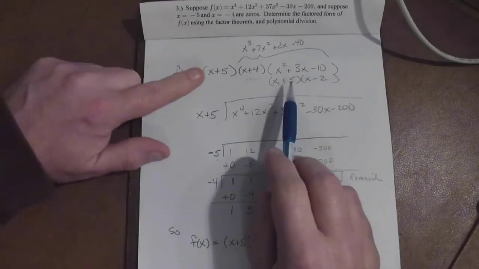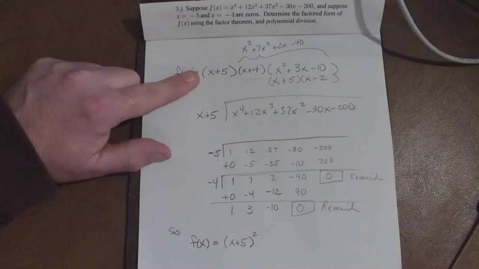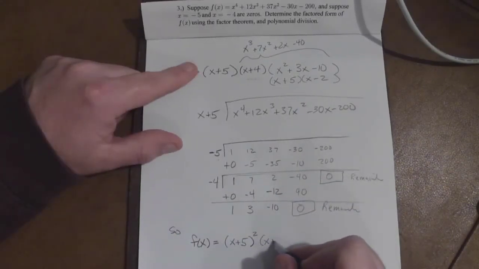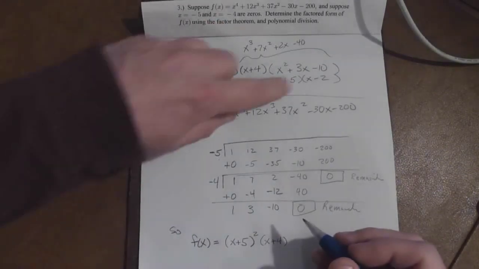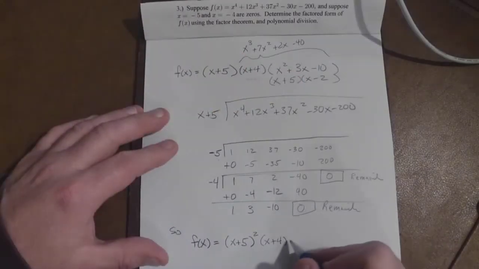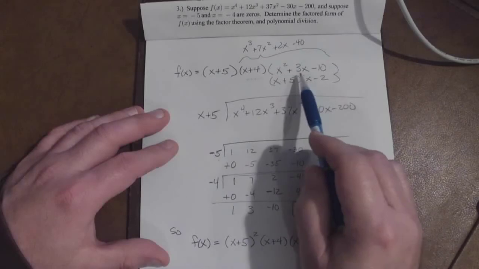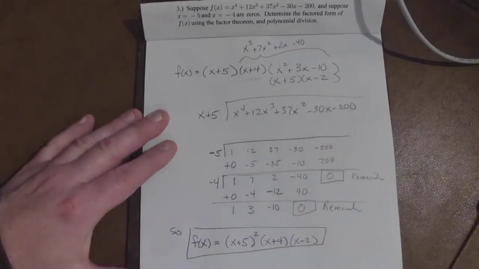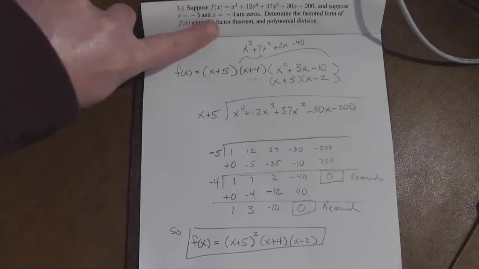So in the end, if we gave a final answer here, and we think about the factored form of f of x, it is going to involve this factor x plus 5, but take note, this factor happens twice. So we would say that would be x plus 5 squared, times this factor of x plus 4, which we were given initially with the information about this 0, times this last factor of x minus 2 that we obtain when we factor the final quadratic here, x squared plus 3x minus 10. This becomes the factored form of that polynomial.